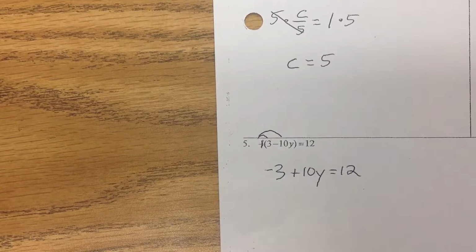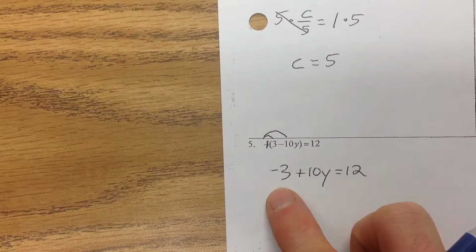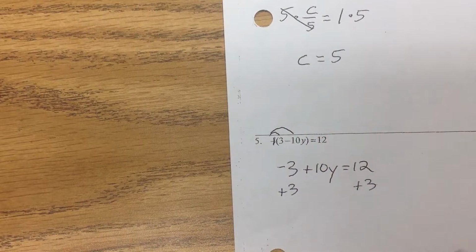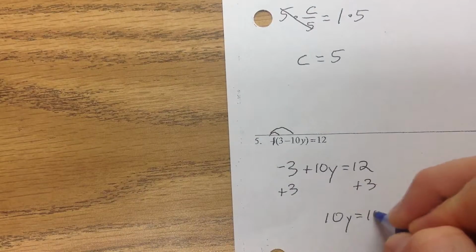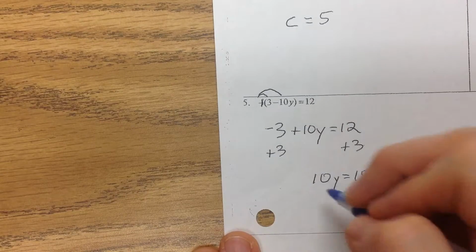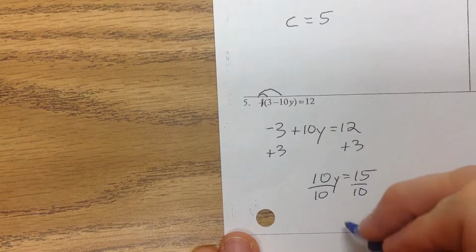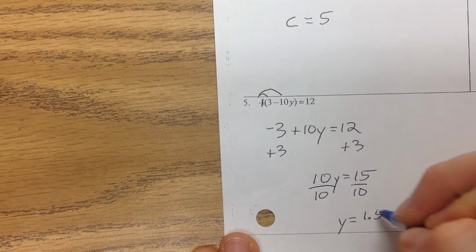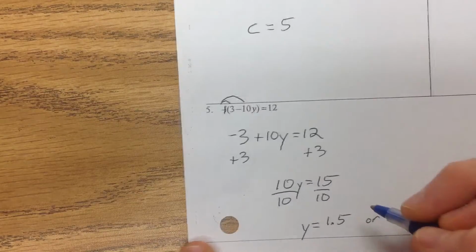After the distribution, we're back to just a two-step equation. The opposite of negative 3 is positive 3, so we're going to add 3 to both sides. 10y equals 15. Divide both sides by 10, and we're going to end up with y equals 1.5, or if you want to write this as a fraction, you could write it as 3 over 2.